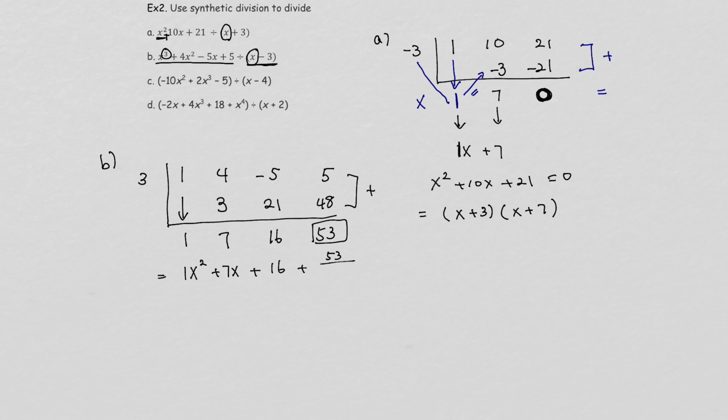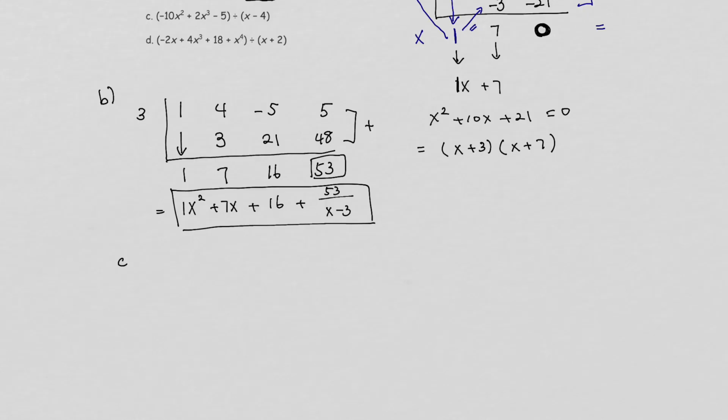Over what are we dividing with? X minus 3. So 53 didn't get to divide by x minus 3 because that value is too small. So that is our solution for that problem using synthetic division. Let's try C.